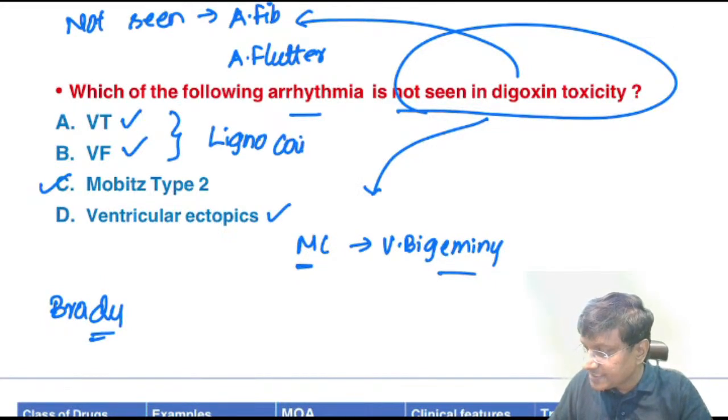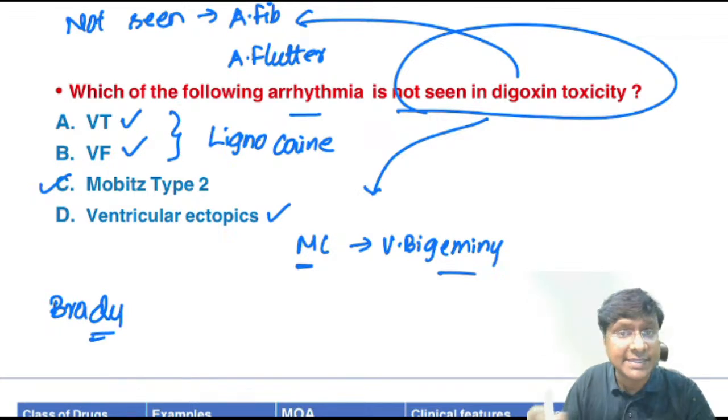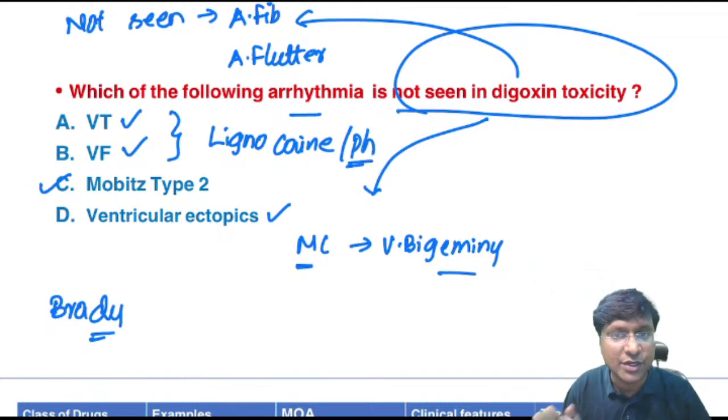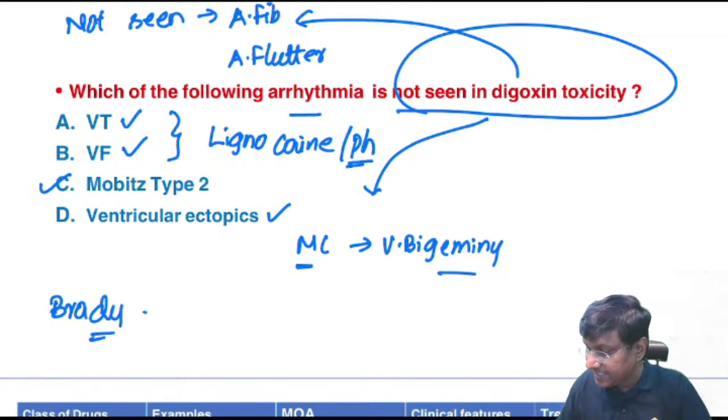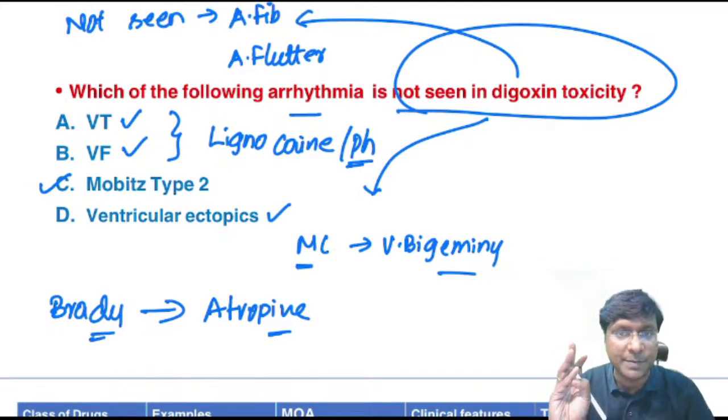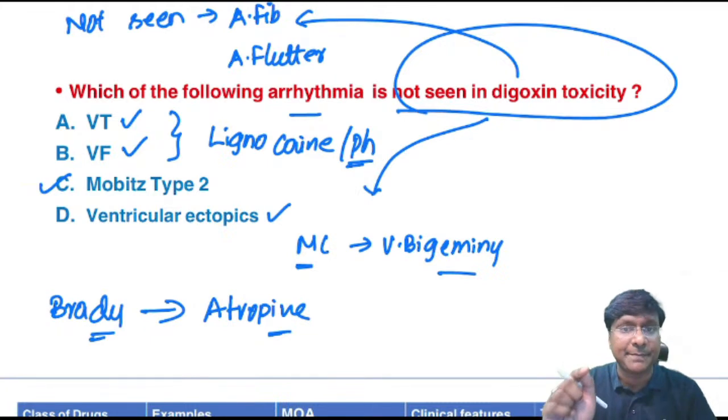And what is the other alternative drug? The other alternative drug to lignocaine will be phenytoin. So lignocaine or phenytoin can be given, right? And for bradyarrhythmias, I told you there can be development of bradyarrhythmias. For bradyarrhythmias secondary to digoxin toxicity, we give atropine, dopamine, epinephrine, and external cardiac pacing.